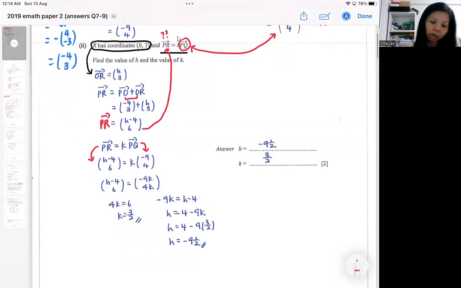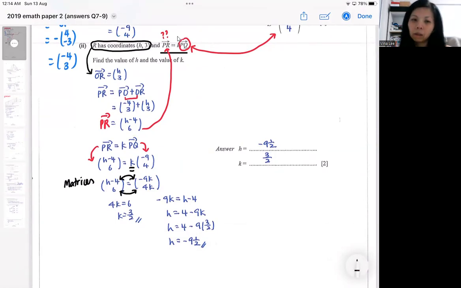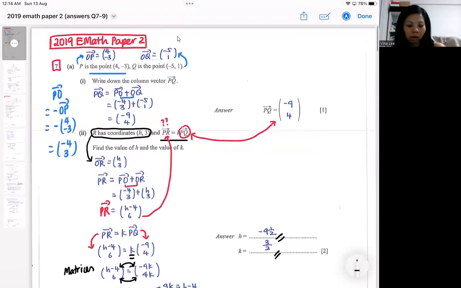Subsequently, if you make use of the relationship, you have the PR and PQ, and it becomes something like matrices. You multiply in the k, you compare the top, you compare the bottom. If you do the comparison of the top and the bottom, you will be able to get your h and k. So this question is actually quite easy. If you remember that a coordinate can be converted to a position vector, do your basic fill in the blank.